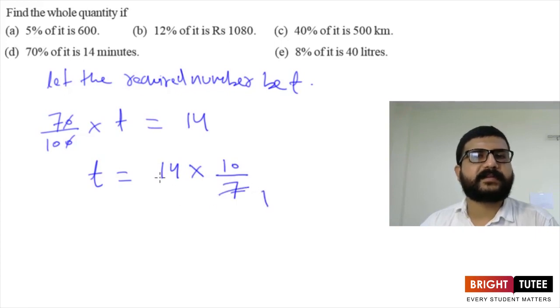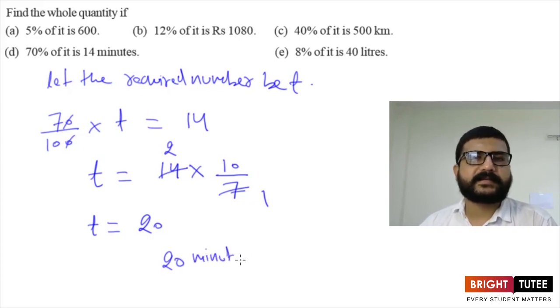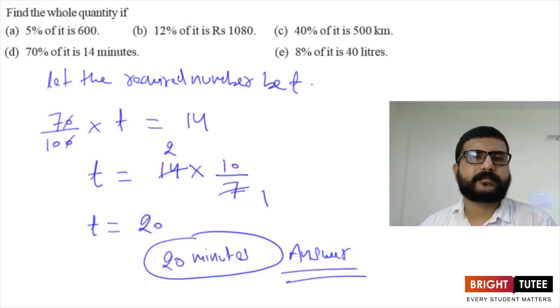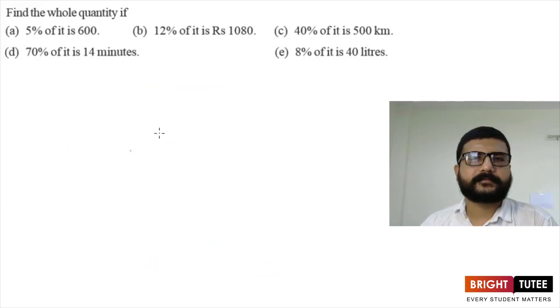Now 7 ones are 7, 7 twos are 14. So it means t is equal to 20. Therefore we can say that 70% of 20 minutes is 14 minutes. So the final answer is 20 minutes. Now the last part of this question is 8% of it is 40 liters. So again we have to make one assumption.